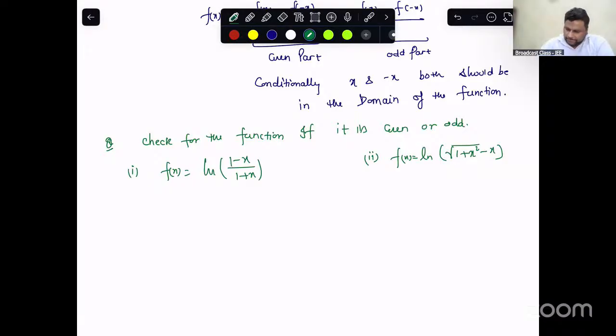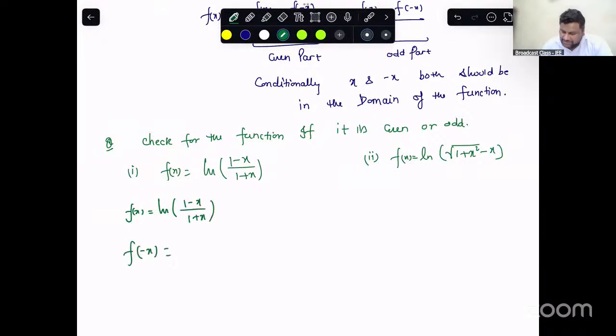See, for the first part, f(x) is ln of (1 minus x) upon (1 plus x). If I try to find f of minus x, so for that, what will you do? You will replace x by minus x. So it will become ln of (1 plus x) upon (1 minus x).